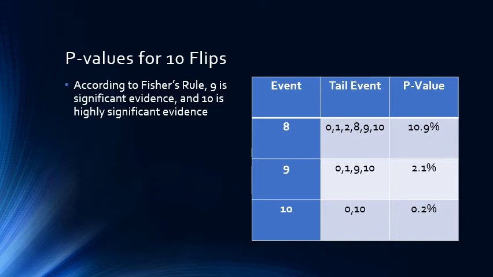So we have, as we discussed earlier, 7, 8, 9, 10 are all unusual events, but 7 and 8 do not really provide much evidence against the null. So we don't reject the null hypothesis, but 9 and 10 provide significant and highly significant evidence against the null. So according to a rule of thumb, we can reject the null hypothesis with 9 and 10 heads.